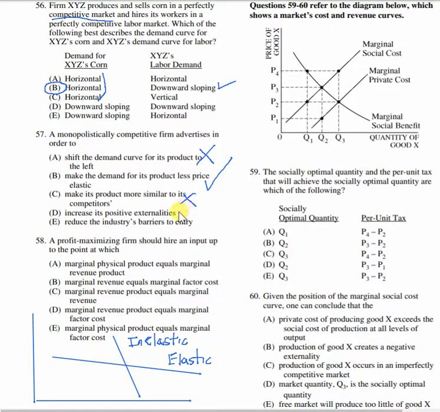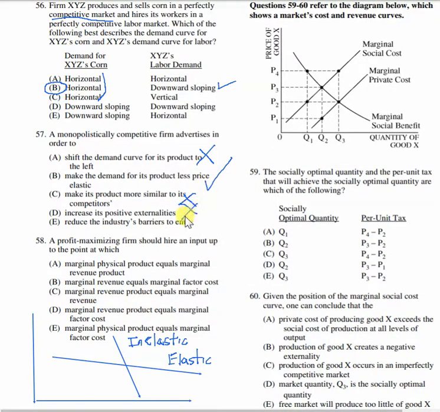So the example for positive externalities is education. If a school educates somebody, that's good for the person getting the education. But in general, society also is better when more people are educated. So that's a positive externality. But as a monopolistically competitive firm, you're not really worried about that. You're worried about making more income. So that would not be correct for this problem, or certainly not better than choice B.